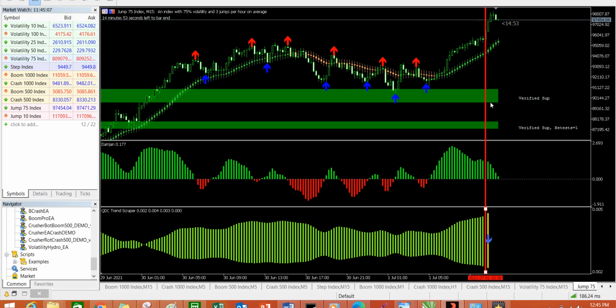As you can see, this is still coming down because the trend is changing into a downtrend. So this will definitely work for you if you know your way around it. So I'll be stopping right here.